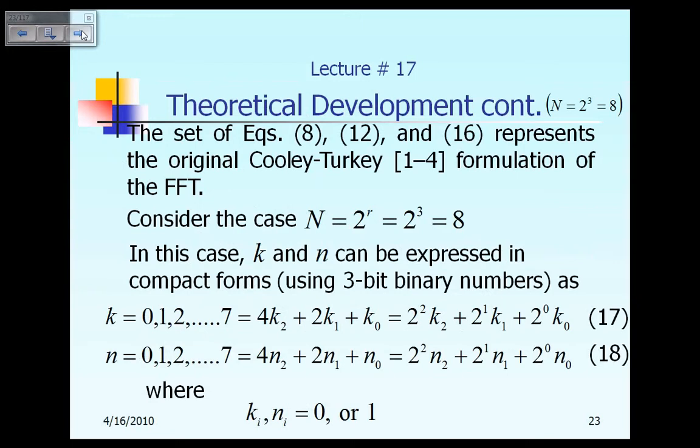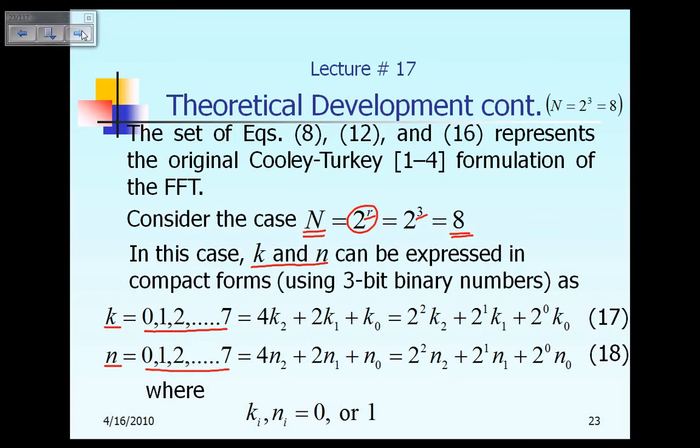Now, for this case, let's suppose the number of data points capital N is equal to 8, which can be expressed as 2 raised to the power 3. And that implies that the value R is equal to 3 in this case. So now, using the very similar idea that we developed in the previous lecture, which is lecture number 16, we can say that because capital N is equal to 8, therefore each of the index K or the index N can go from 0, 1, 2 all the way up to 7.